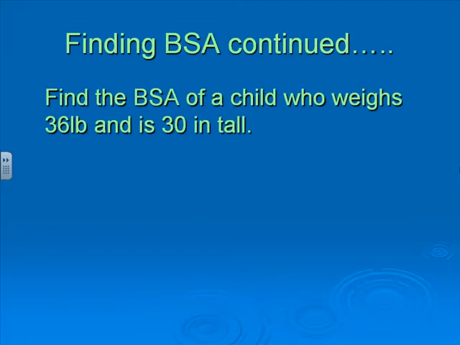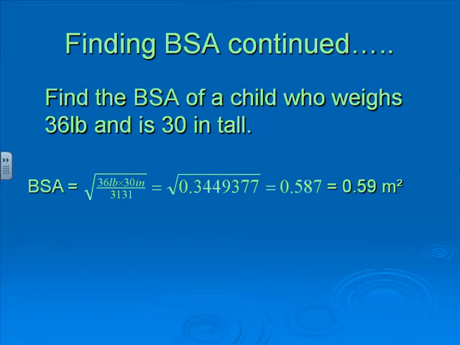Let's say we want to find the BSA of a child who weighs 36 pounds and is 30 inches tall. First, we can see we're given our weight in pounds and our height in inches. Therefore, we want to use the correct equation of 36 pounds times 30 inches divided by 3131. We're going to multiply the 36 times the 30, then divide by 3131. Do not clear your calculator and do not round it. We want to immediately take the square root of that number, and it gives us 0.587. We always round our BSAs to the hundredths place, so we're going to round this to 0.59 meters squared.